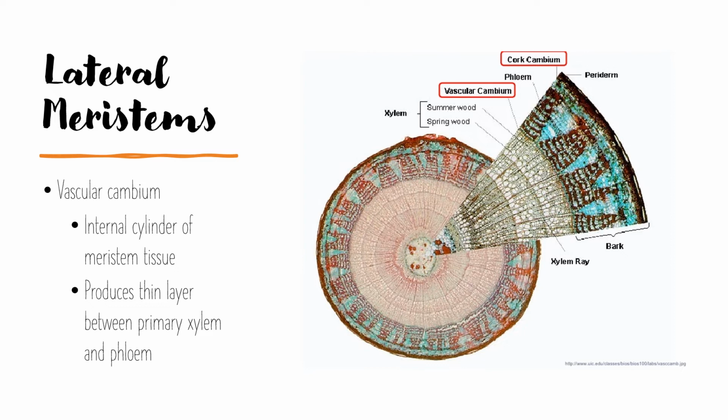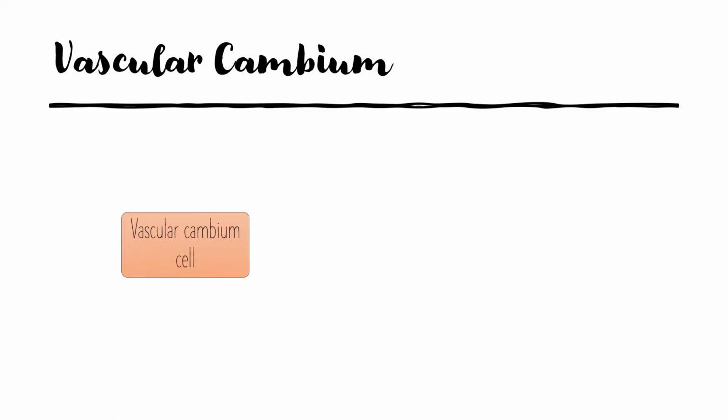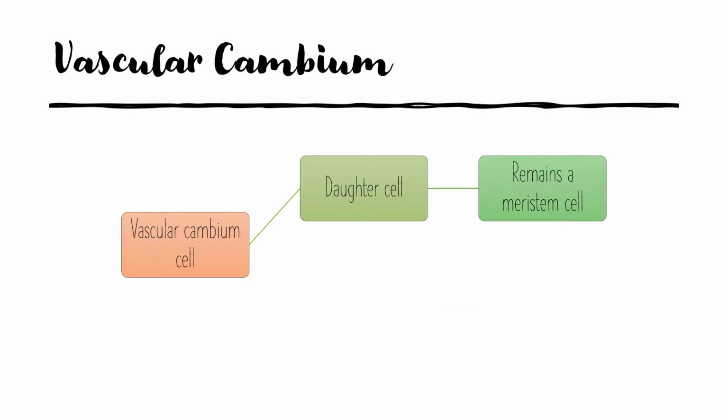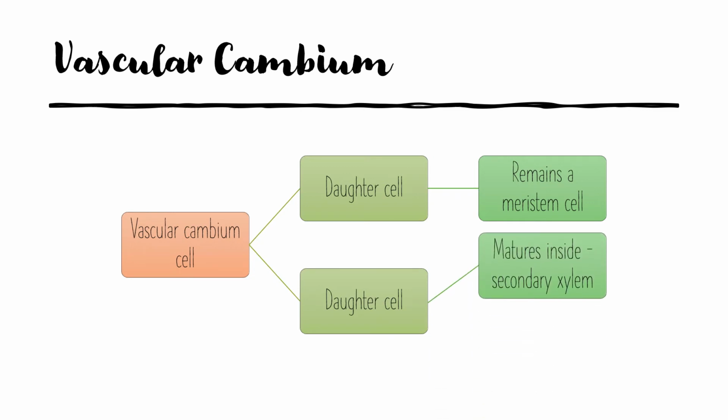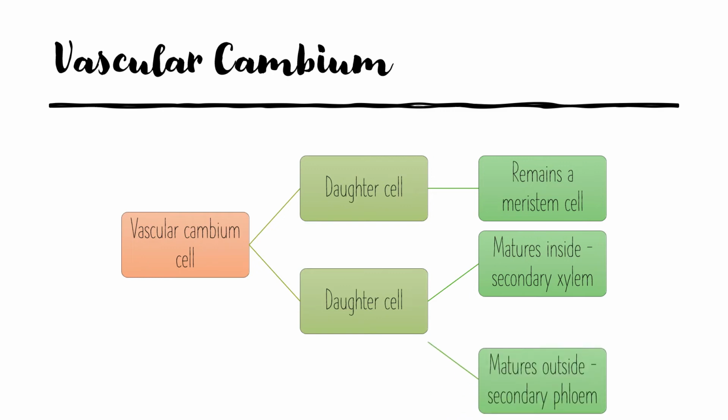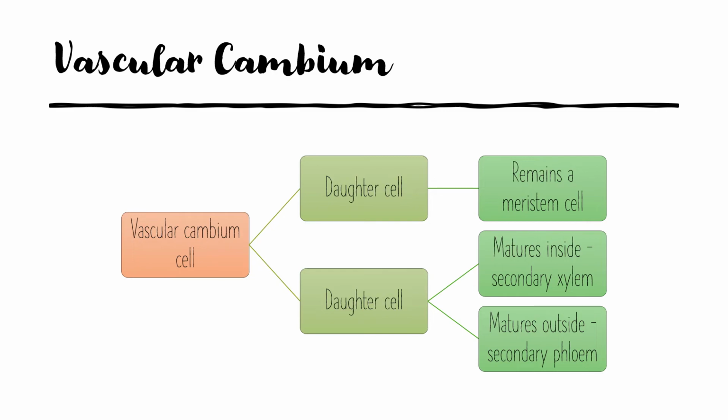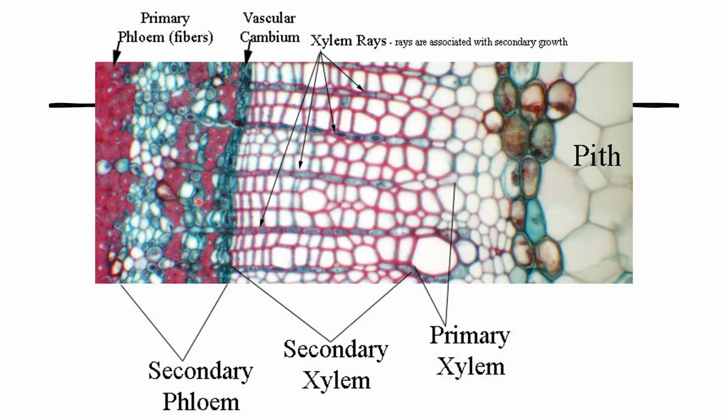When a cell in the vascular cambium divides, it produces two daughter cells. One of the two cells remains as a meristem cell. If the other cell matures on the inside of the cambium, it becomes a secondary xylem. If it matures to the outside, it becomes a secondary phloem. And this is how a secondary phloem and a secondary xylem would look. This picture is going from the center of the plant outwards.